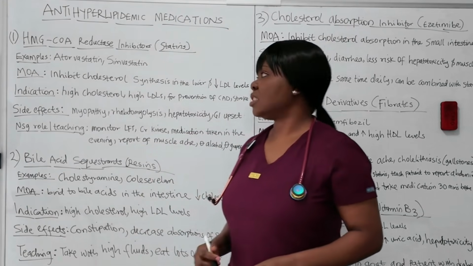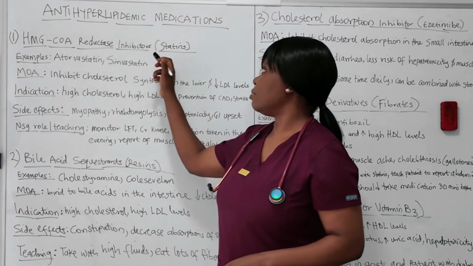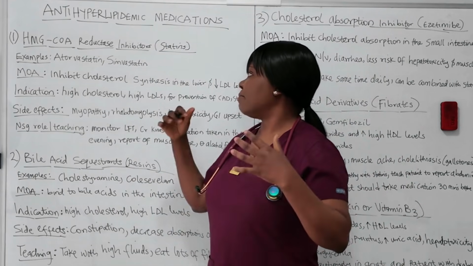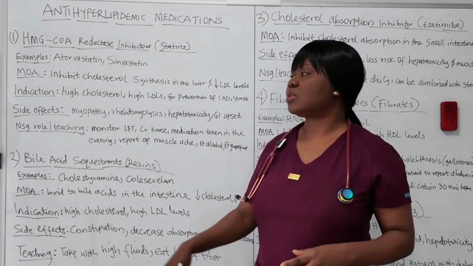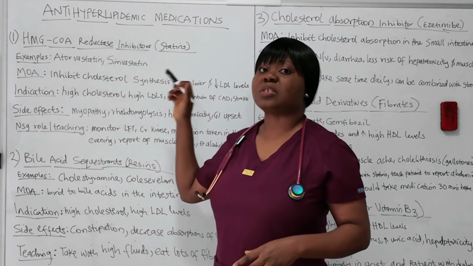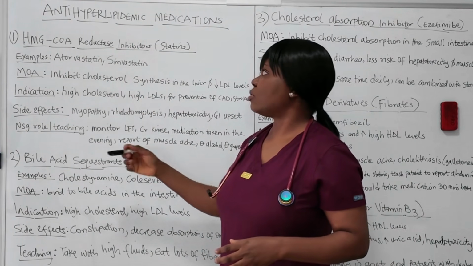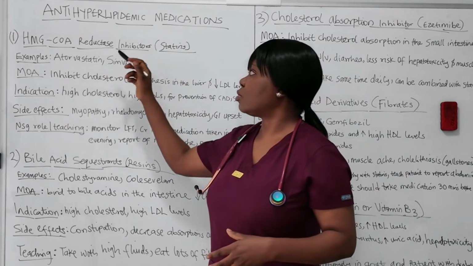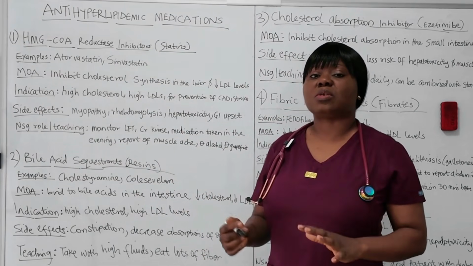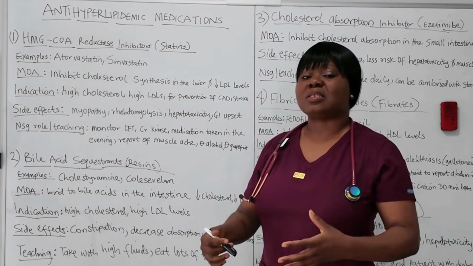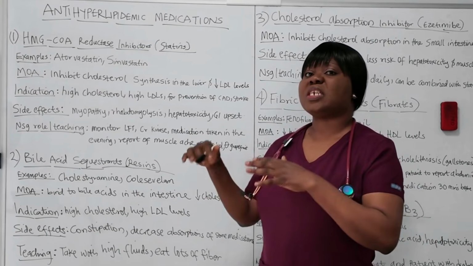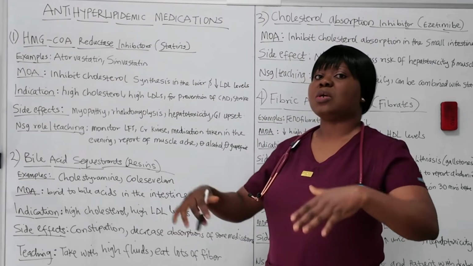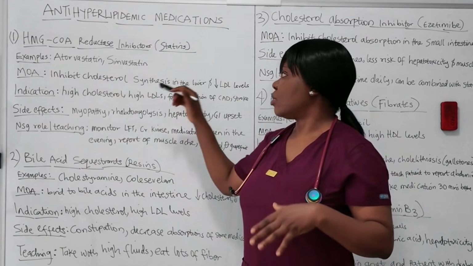So the first one on the list will be HMG CoA reductase inhibitors. So these are the statins group of medication. So when you hear of atorvastatin, simvastatin, any of those statin group of medications, they are called HMG CoA reductase inhibitors. So their mode of action, just from the name HMG CoA reductase inhibitors, they inhibit HMG CoA reductase. This HMG CoA reductase is an enzyme that synthesizes cholesterol in the liver. So when they inhibit it, they end up inhibiting cholesterol synthesis. So in other words, they help to reduce production of cholesterol in the liver.